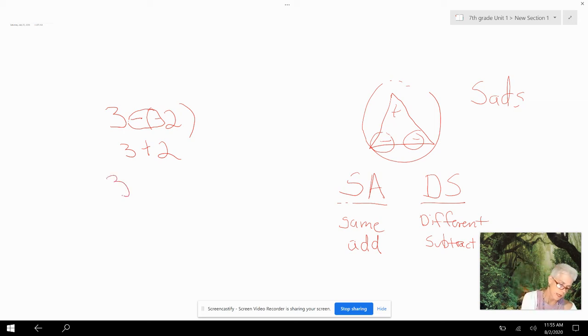If I had something like 3 plus a negative 2, again, I can go back to my triangle, and I have here a positive and a negative. A positive and a negative make a negative. So this becomes 3 minus 2. I'm back in kindergarten. The answer is 1.